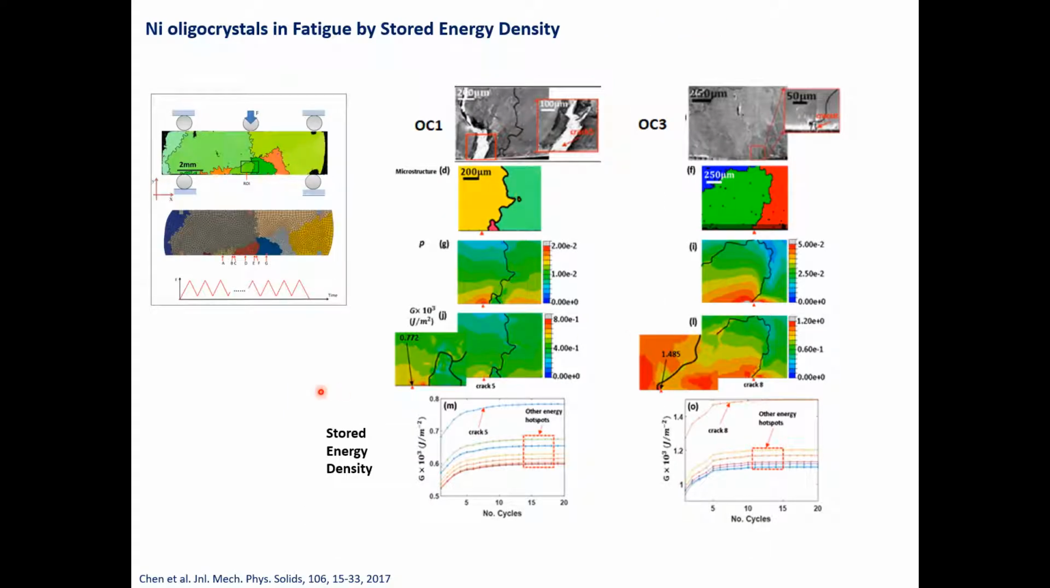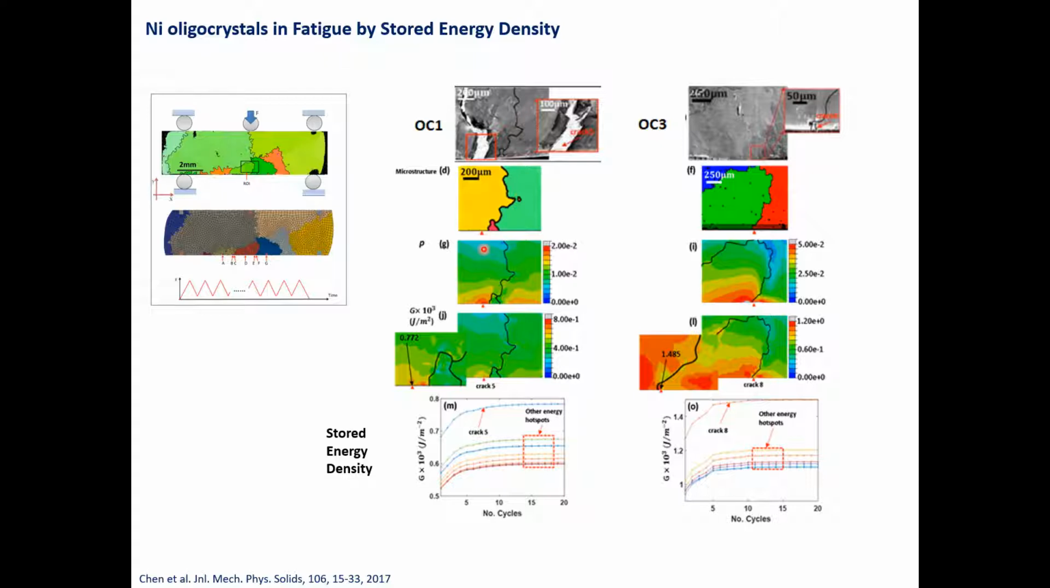Moving to a slightly more complicated system where we have oligocrystals, that is, polycrystalline structures that are directionally solidified. So the crystal orientation and the morphology of the grains is approximately uniform as you go out of plane. We can model these with explicit crystal plasticity representations of the grain structure and the crystallographic orientations, of course. Then we cycle them in the lab, look at where the cracks nucleate, and check them against our models and the key quantities.